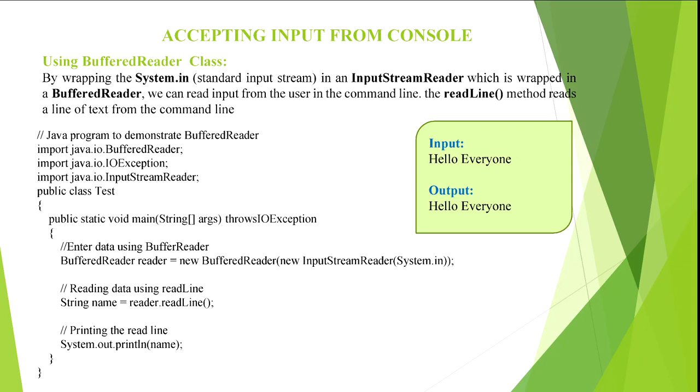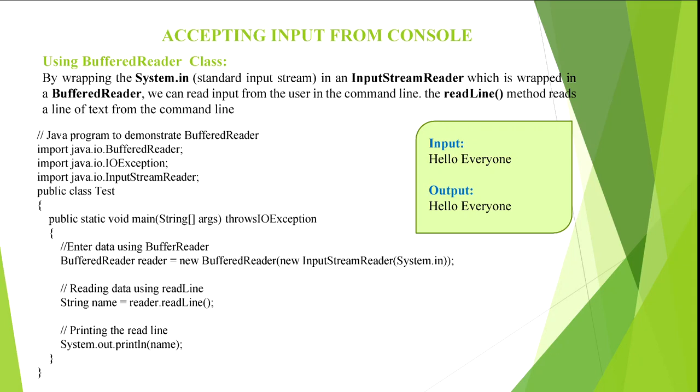First, I enter the data using the BufferedReader. So how to use the BufferedReader class? First of all you create the object of BufferedReader. You know in the last year you have already created objects. So BufferedReader is the name of the class and reader is the object, equal to new BufferedReader. I have used the constructor, BufferedReader reader = new BufferedReader, and I wrap the standard input stream, that is System.in, which is again wrapped in the InputStreamReader.